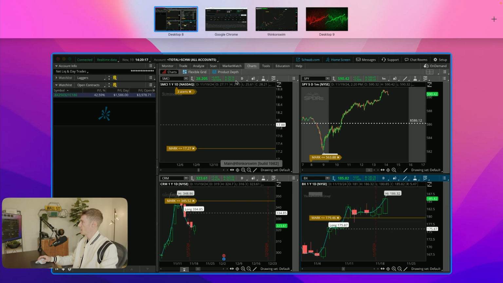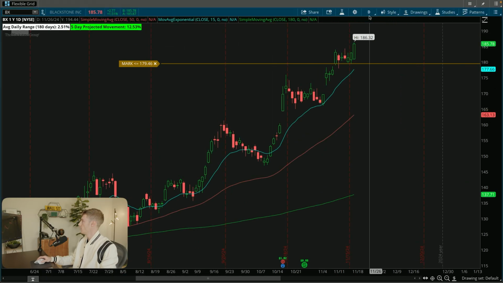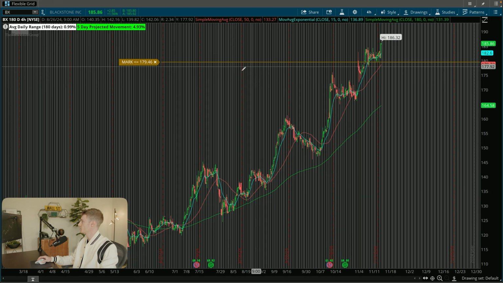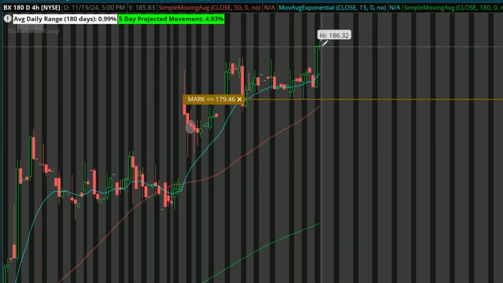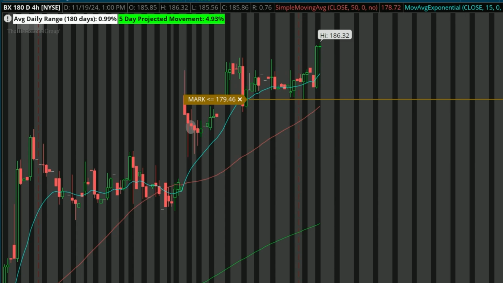Now, if we head back to this screen on a daily time frame, let's actually hop over to a 4-hour time frame. So this was my entry. This is where we're currently trading, up 1.56% on the day.